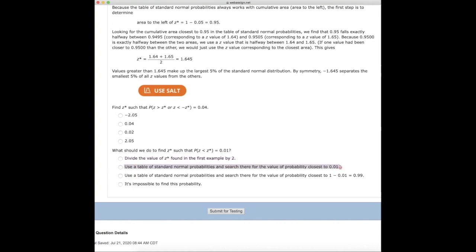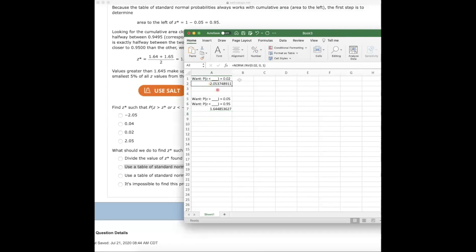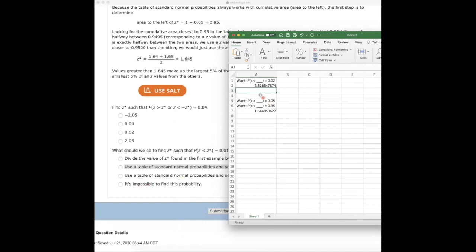Granted, the answer for this question is to use the table, but remember that we could just go in and do our norm INV here too, 0.01. And look, it is very much not impossible to find this probability. We can find that this value is minus 2.32. And finally, we're going to go look at SALT and how we would do it over there.